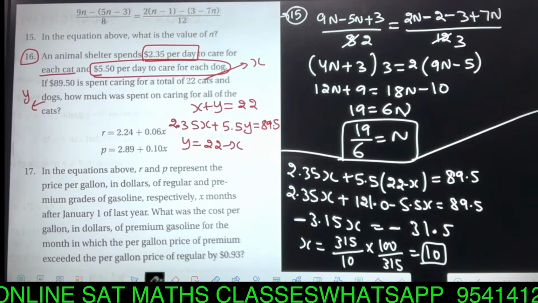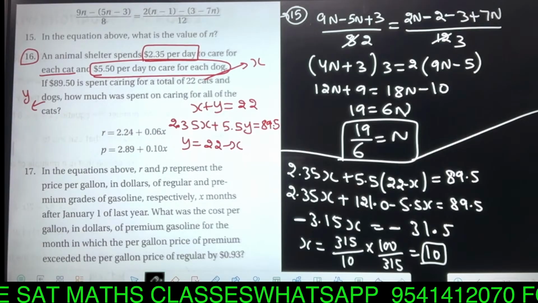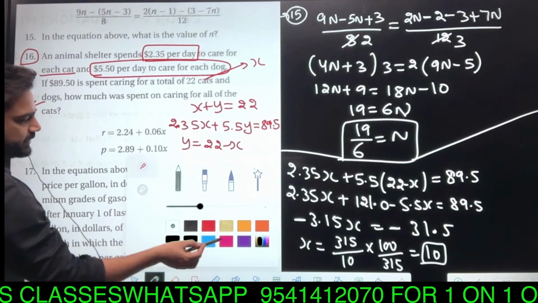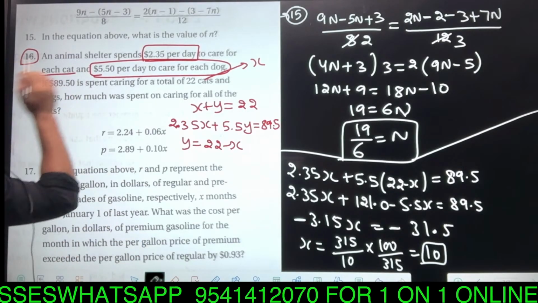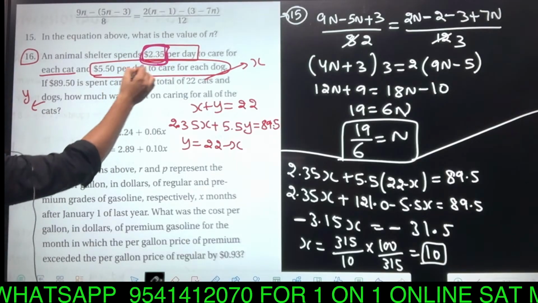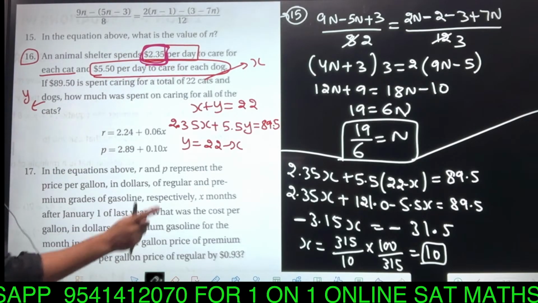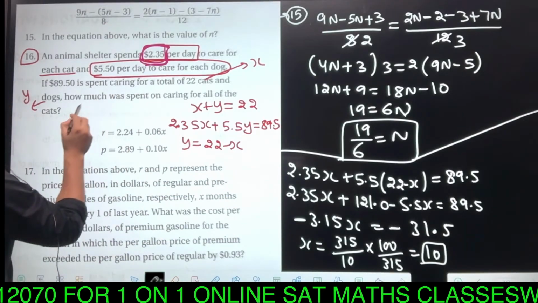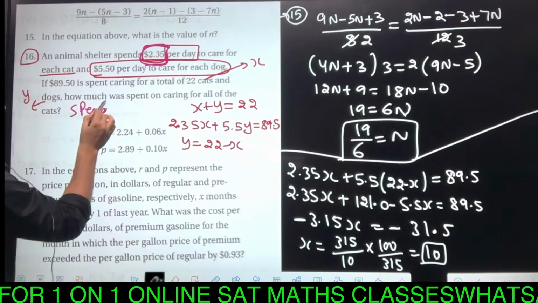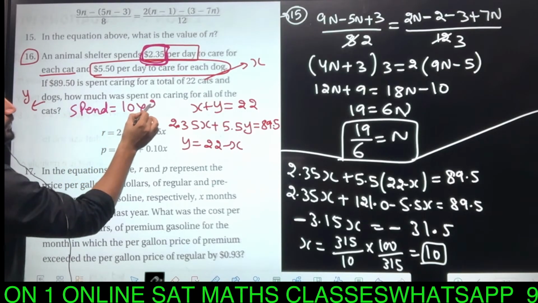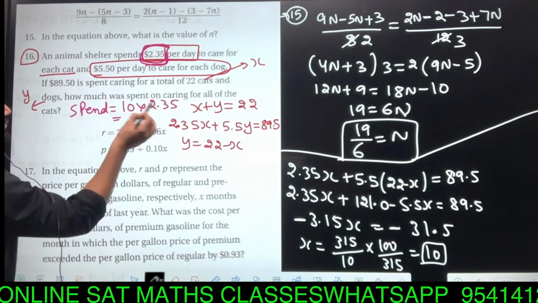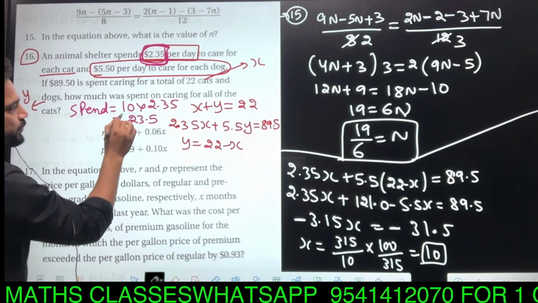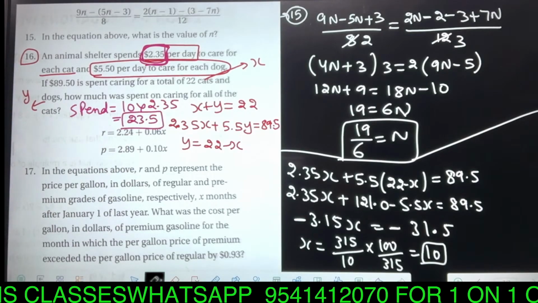Now they are saying how much was spent on caring for all of the cats. So now you can see that on one cat they are spending 2.35. Then on 10 cats, how much do they spend? The number of cats is 10, so the total spent on cats will be 10 into 2.35, which is equal to 23.5. So 23.5 will be our answer.